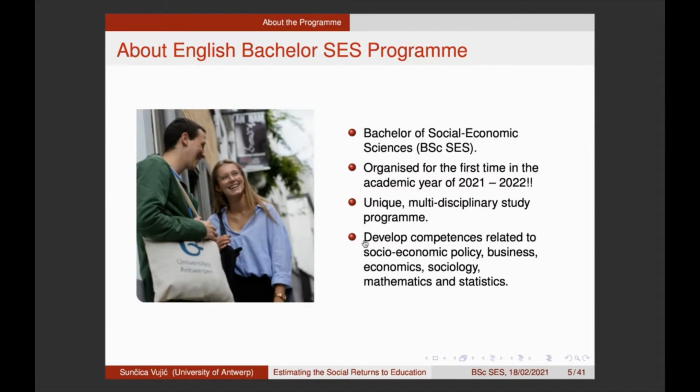So what does it mean, multidisciplinary? Well, it means that it combines different disciplines such as economics, business, and sociology. So you are going to develop competencies related to socioeconomic policy, business, economics, sociology, mathematics, and statistics. So it gives you a very broad education, very broad competencies, and after that you will be able to work in a variety of different domains.